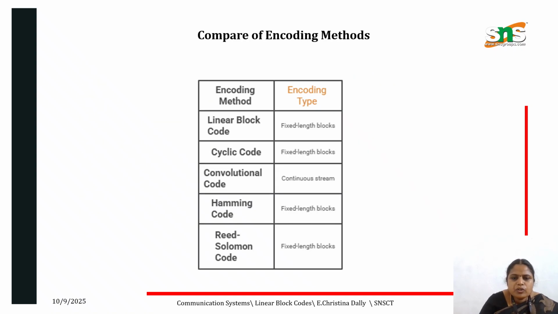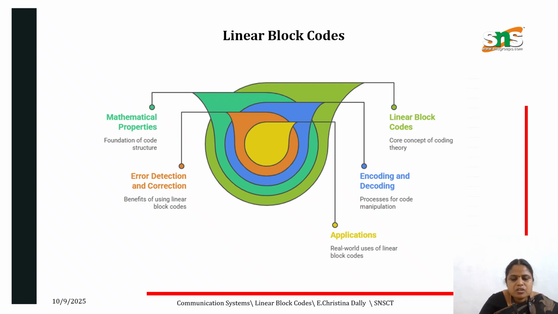Here, I am going to compare some of the encoding methods with linear block codes. There are so many encoding methods: the linear block code, cyclic code, convolutional code, Hamming code, Reed-Solomon. Later we will discuss all these encoding methods. We have fixed length blocks in LBC, cyclic code, Hamming code and Reed-Solomon, and in convolutional code it will be in the form of a continuous tree.